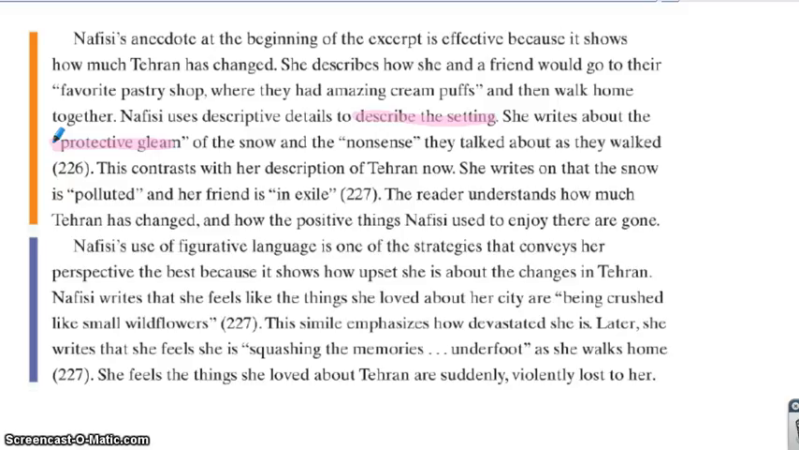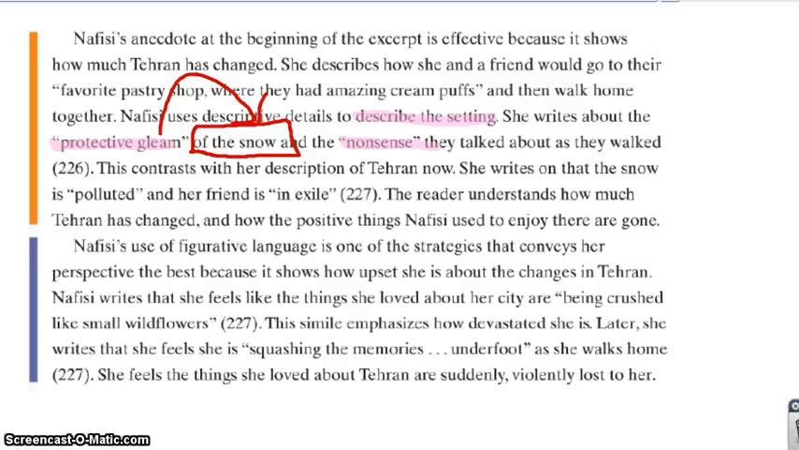But then here, right after the "protective gleam," she actually, in her own words, tells us that the protective gleam is a description of the snow. But then here, she uses a direct quote, just the word "nonsense," because the author described it as nonsense. So again, that is a descriptive word.